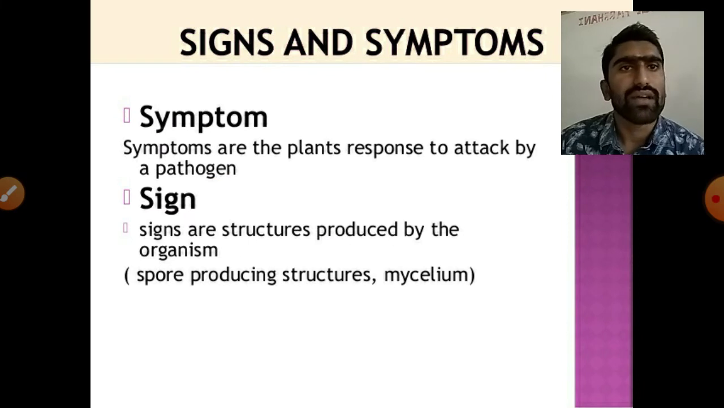Let's also have a look at signs and symptoms. Symptoms are the plant's response to attack by a pathogen, and signs are structures produced by the organisms, such as spore producing structures and mycelium.